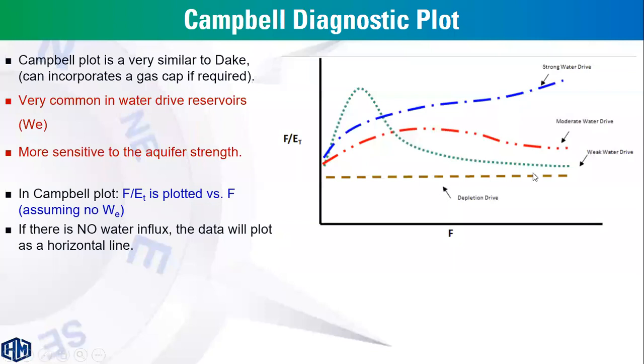So based on this horizontal line, the base case is the depletion reservoir or solution gas drive system. And this behavior is for a weak aquifer, so we have an increase in F over Et on the Y axis, followed by a sudden drop in this relationship. The moderate water drive, or moderate water influx, is defined by this model in the red curve. And for a strong water aquifer, strong water drive, we have a continuous increase in the Campbell diagnostic plot, as you can see.